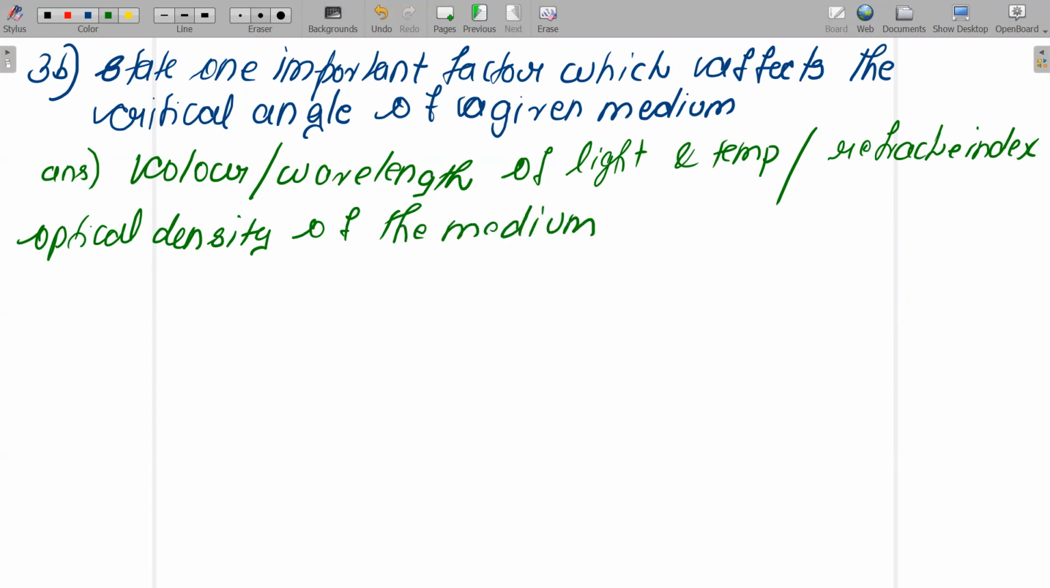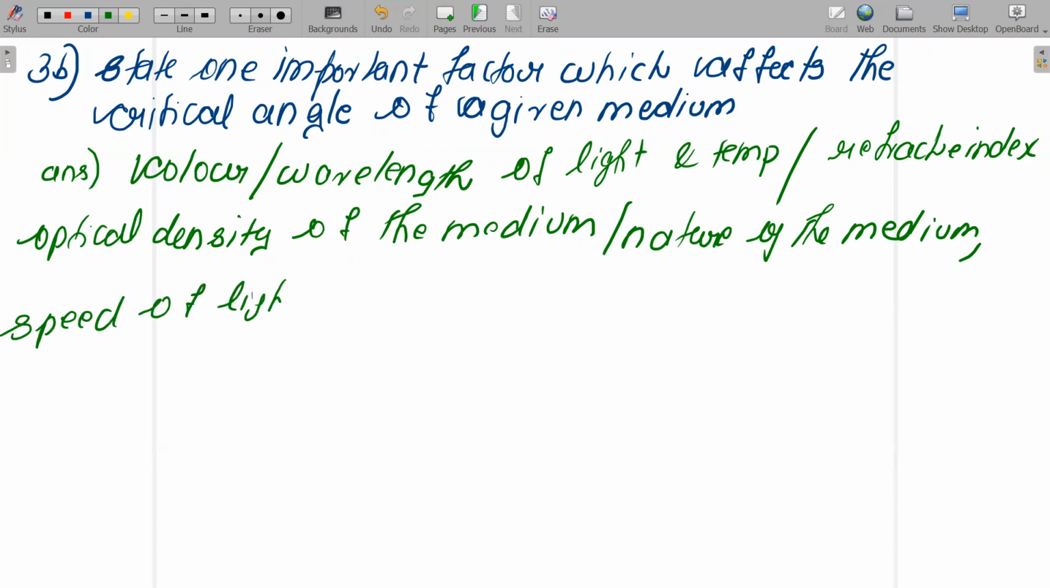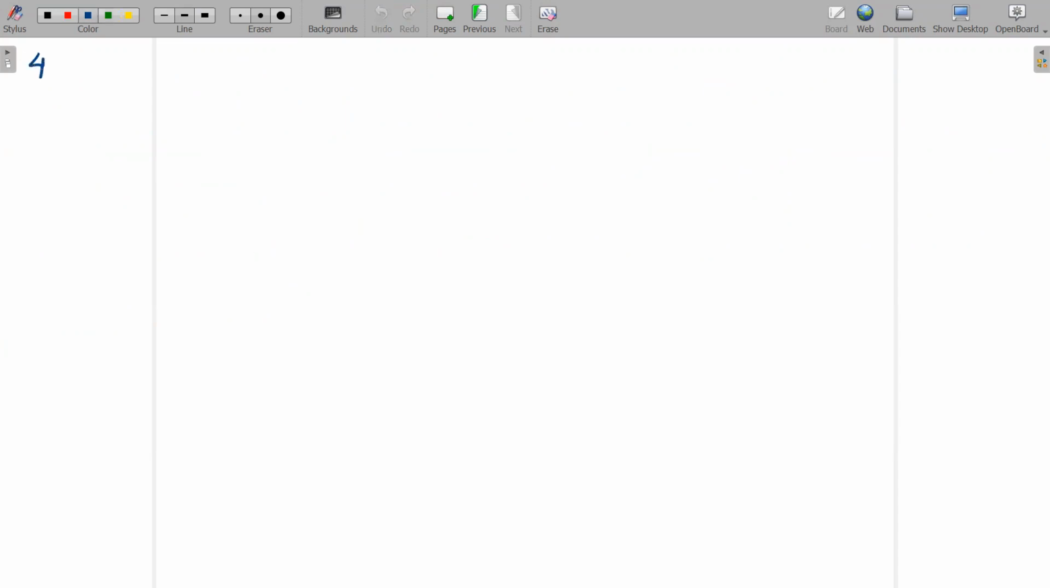Children, why am I writing everything, you know? Next time they can ask some other question related with this. So remember, this is an important area of asking questions. Next one, nature of the medium. Speed of light, etc. Is it okay?